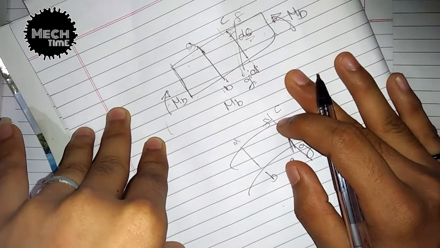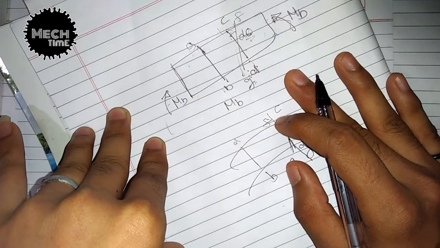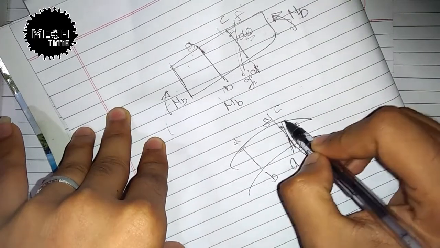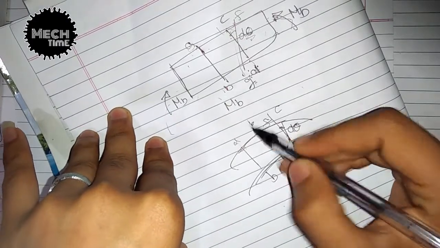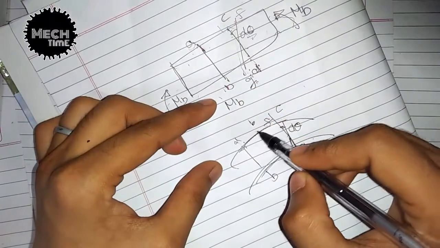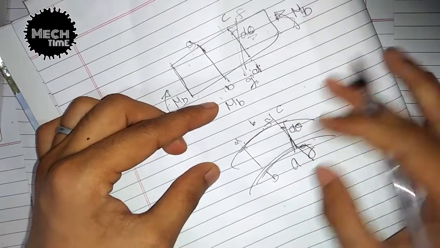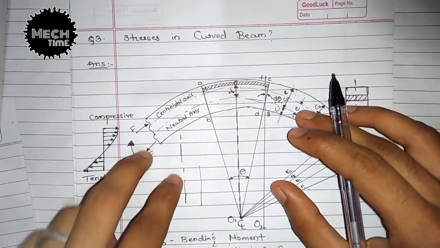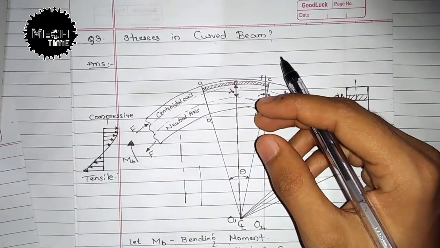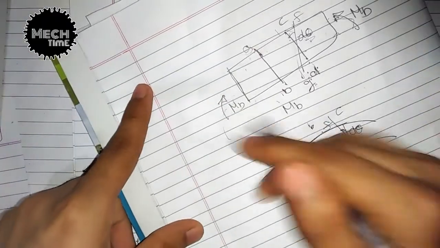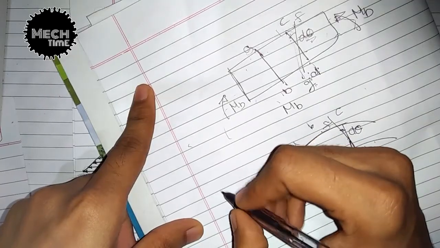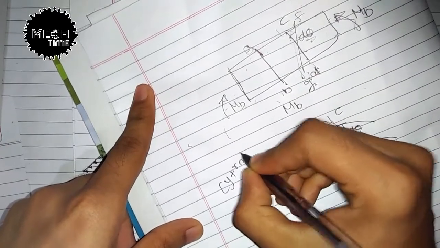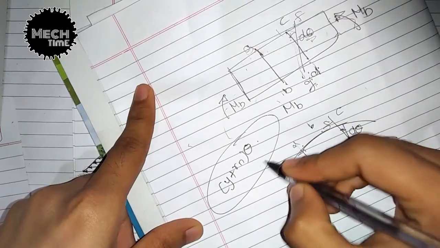And the outer fibers are shortened while the inner fibers are elongated. So this is the outer fiber and this is the inner fiber. So the outer fiber is shortened, while the inner fibers are elongated. So the original length of the strip at a distance y from the neutral axis is (y plus r_n) theta. You should remember this, (y plus r_n) theta.